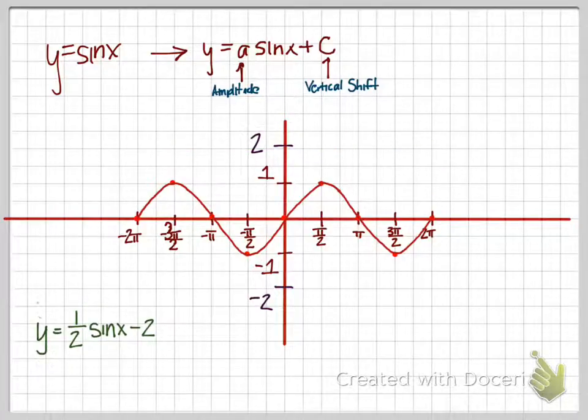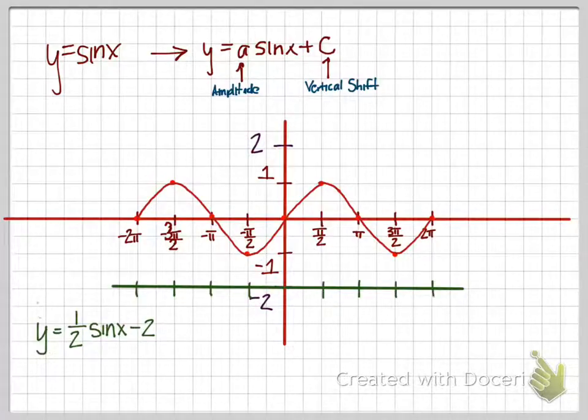Okay, now let's combine this. Let's talk about changes in amplitude and changes in vertical shift. If you notice, this guy, that 1/2 sine of x minus 2, is going to have a new median line. The median line is going to be down here at negative 2 because we're shifting down 2 spaces. Okay, it is still going to have the same period. There's no changes to the period at all, so we're still going from negative 2 pi to positive 2 pi to indicate 2 periods, 1 positive and 1 negative.